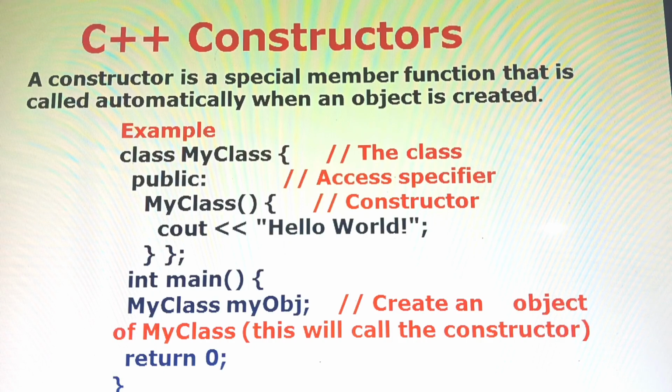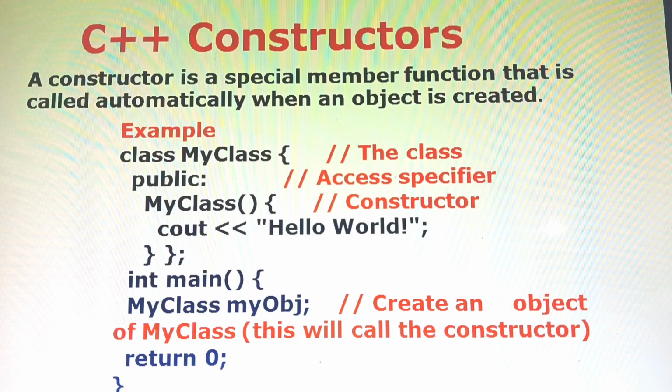Then give the constructor name. Here the constructor name is MyClass. See what is the difference here? The name of the constructor and the name of the class are the same. That is the rule. Class name and constructor name should be the same. You should not give any different name for the constructor. Whichever name we have given for the class, that same name we have to give for the constructor.